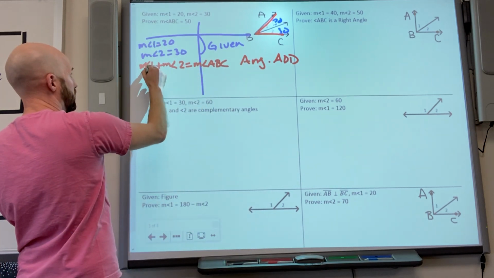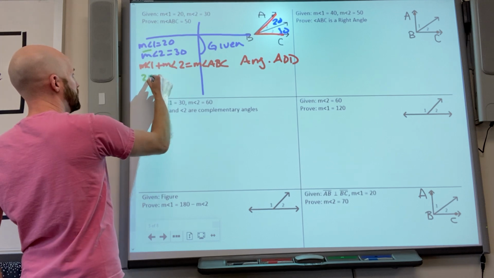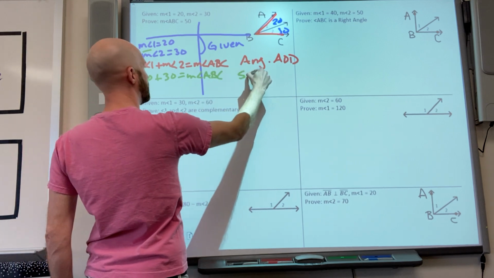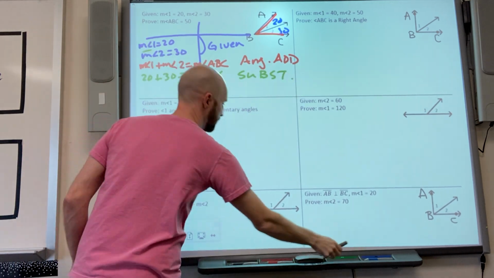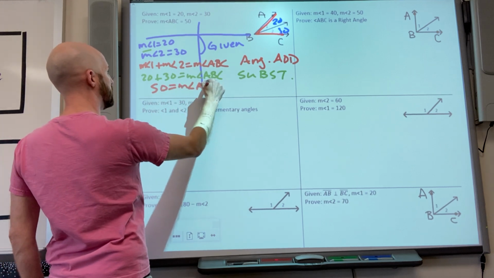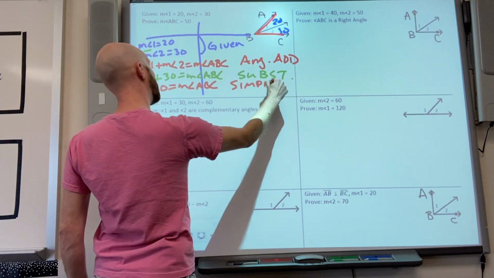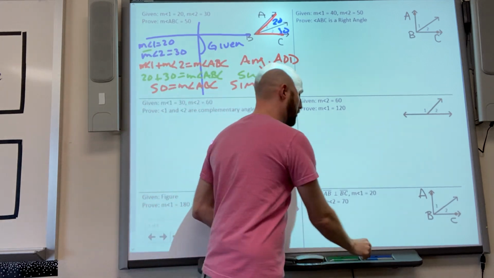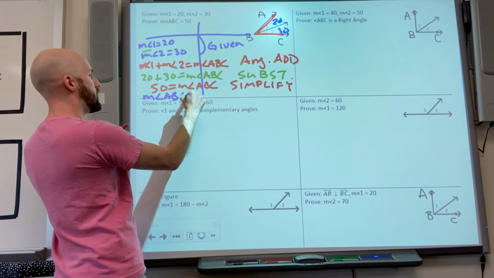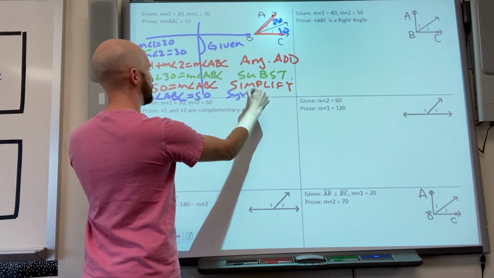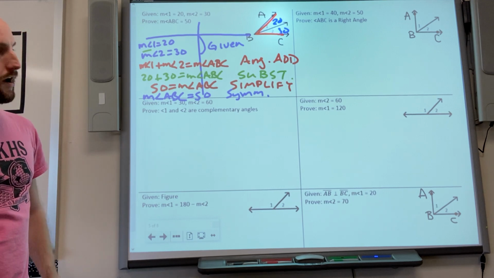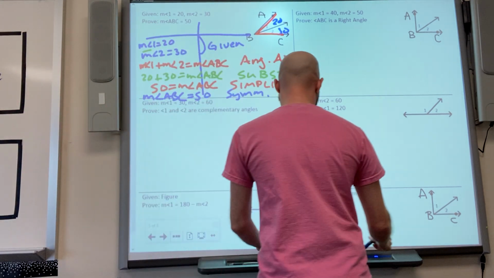So measure of angle 1 literally can go here is 20 plus 30 is equal to measure of angle ABC. That's a substitution step. I'll then just add that together to get 50 equals measure of angle ABC as a simplify step. And I would basically be done, except I do need to flip it around. And when I flip that around, the name for that is the symmetric property. Okay, so symmetric.